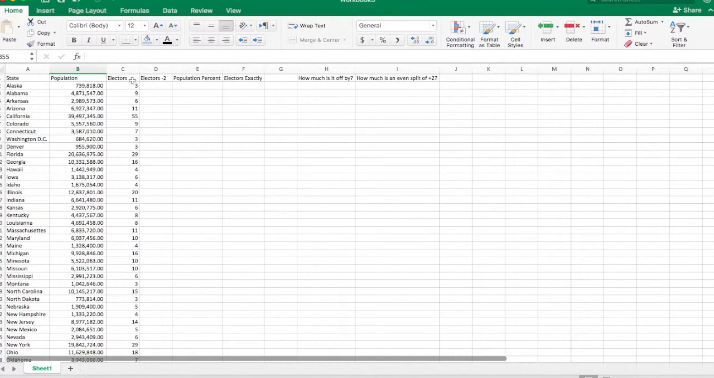And this column represents the number of electoral votes that each state has currently in our current electoral college system. So what we want to do is try to calculate what the actual electoral college votes would be for each state if they were perfectly in proportion to their population size.